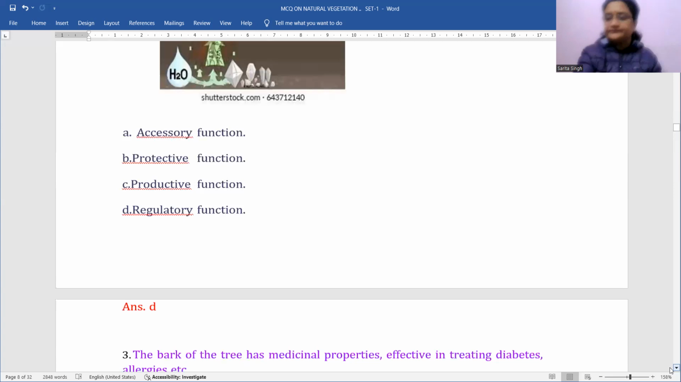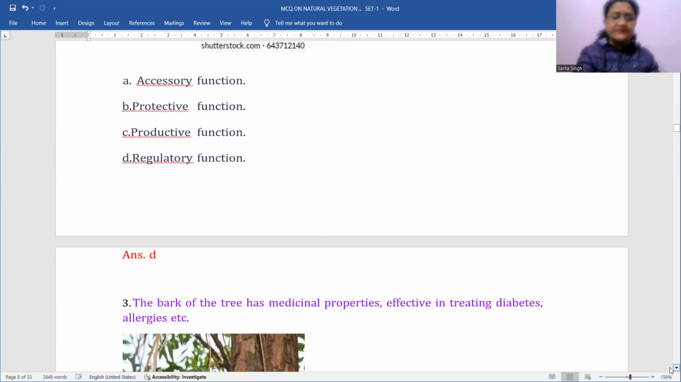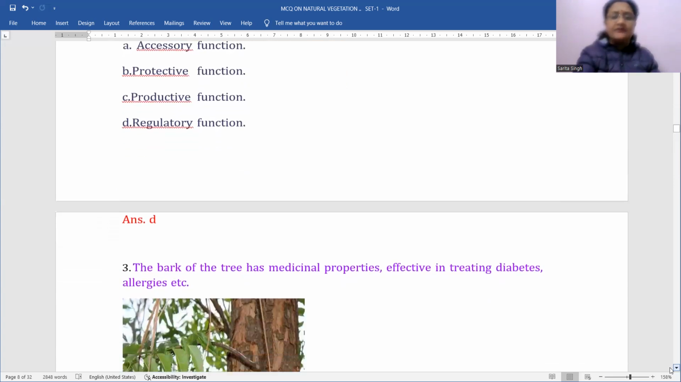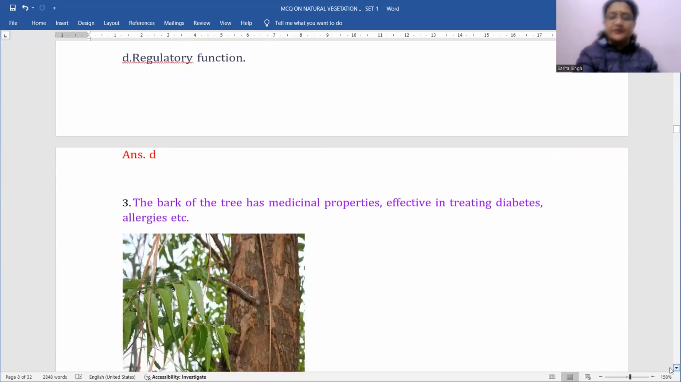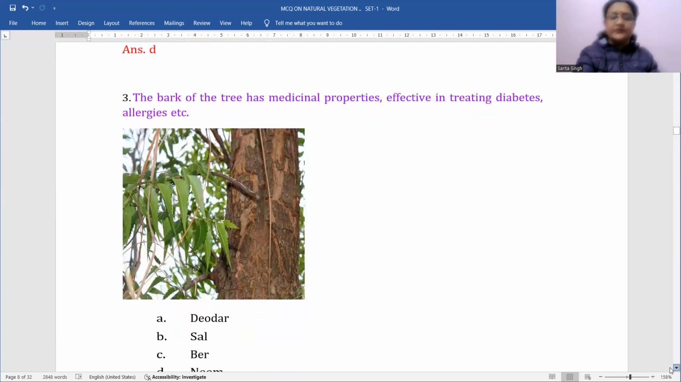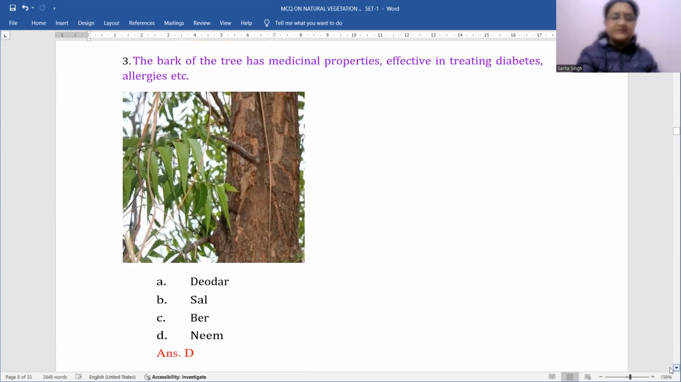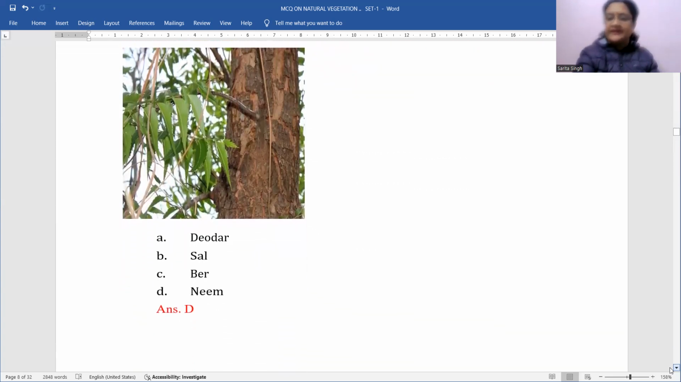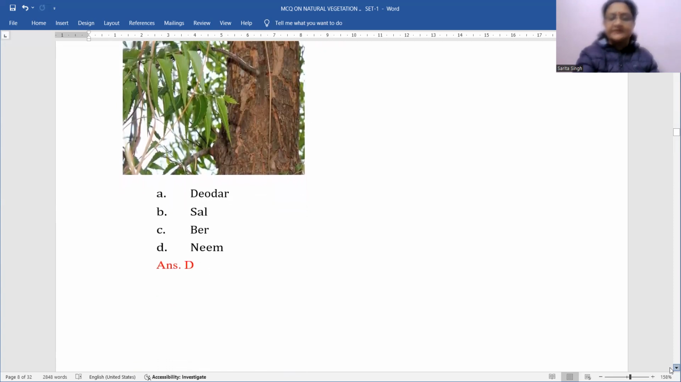क्लियर? Now let's move to the next question. The bark of the tree has medicinal properties, effective in treating diabetes, allergies, etc. What is this? This is Devdar, Sal, Bear, Neem. It has to be Neem. Yes, correct.